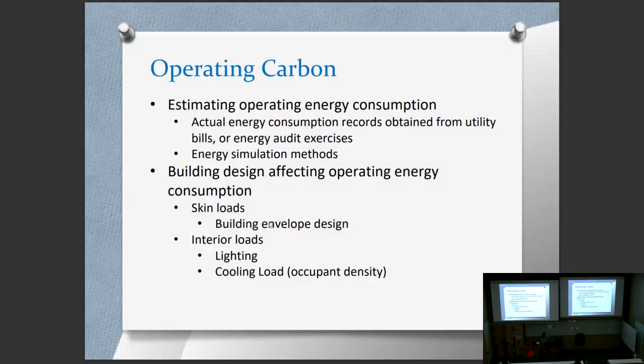Okay, so the skin load, the building envelope design, and the interior loading, like the lighting, all these will affect the cooling load and therefore the operating energy. Yeah, in Hong Kong, the air conditioning system will constitute like 30% of the electricity consumption. So cooling load will affect the operating carbon so much.